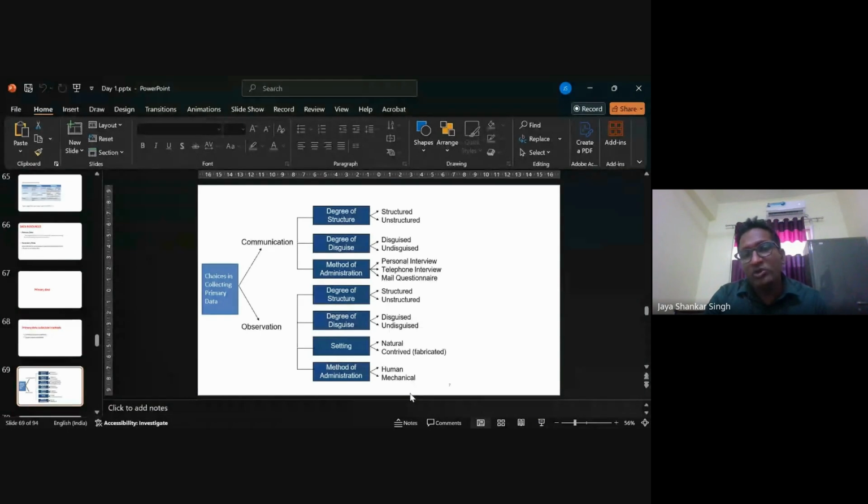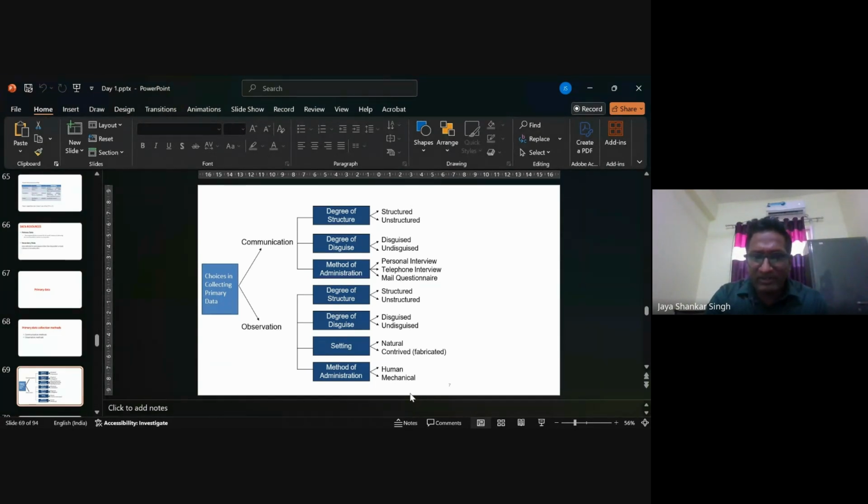Most of us would have filled some survey in our life, and many people doing research would have created their own surveys. So those are a good example of structured. Unstructured: suppose you are doing an interview and that interview is completely unstructured. Why would you do an unstructured interview? We'll come into that later.